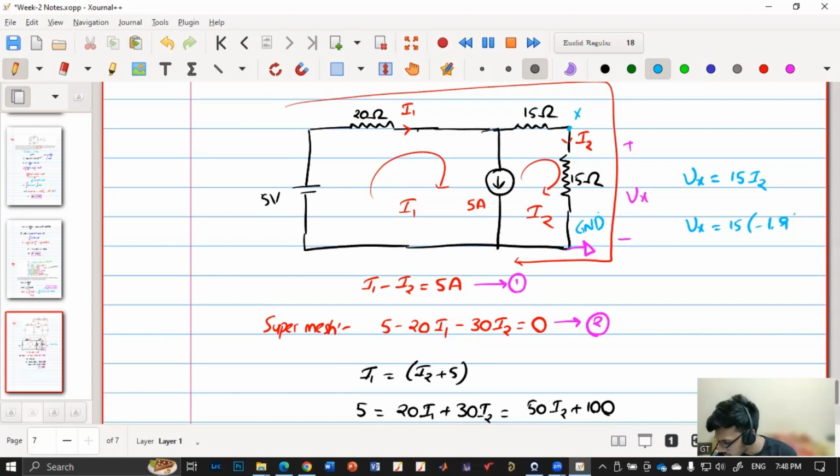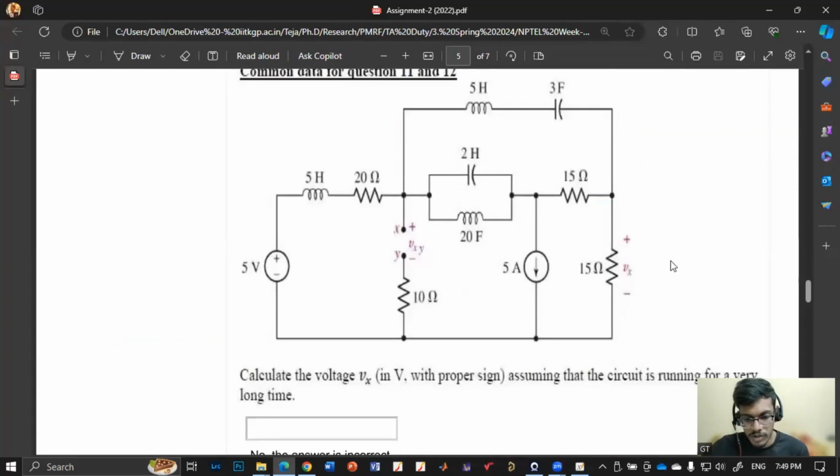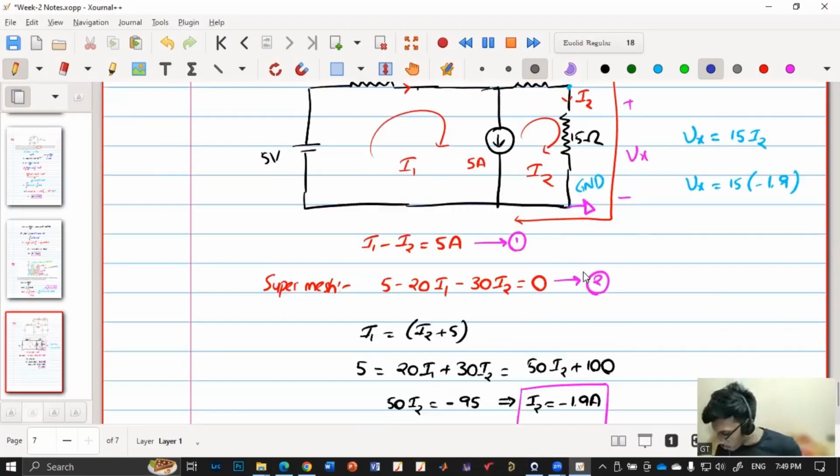So what is the answer, Vx? Minus 28.5. Sorry, should it be 15 or 30? They are asking Vx, so you have to be careful. Vx is across 15 ohms, so it is not 30, only 15. How much are you getting for Vx, everyone? Minus 28.5 volt. So this is my final Vx.